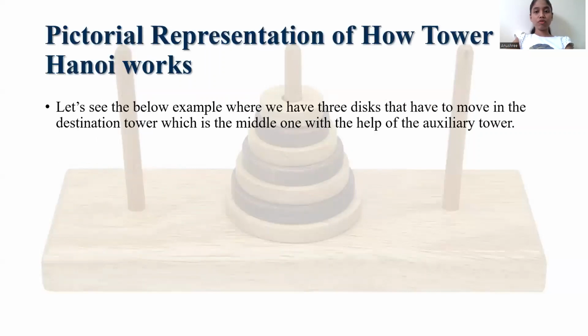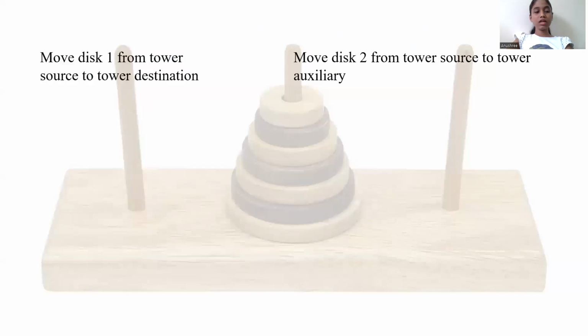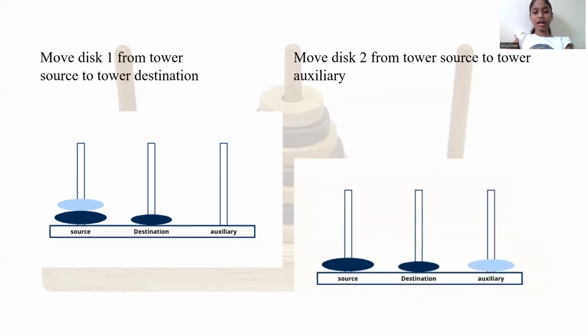Pictorial representation of how Tower of Hanoi works. Let's see the below example where we have 3 disks that have to move to a destination, which is the middle one, with the help of an auxiliary tower. First we will move disk 1 from the source tower to the destination tower. We have this picture, and then move disk 2 from the source tower to the auxiliary tower. We have this picture.